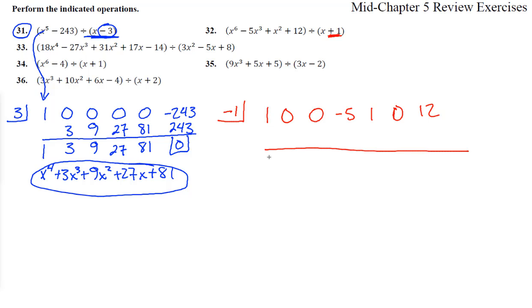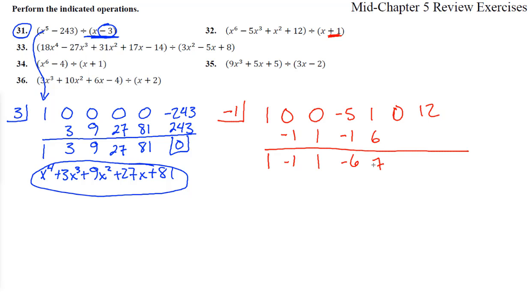All right, 1 comes straight down, and minus 1 times 1 is minus 1. 0 plus minus 1 is minus 1. Negative 1 times negative 1 is positive 1. 0 plus positive 1 is 1. Negative 1 times 1 is a negative 1. Negative 5 plus a negative 1 is negative 6. Negative 1 times negative 6 is a positive 6. 1 plus 6 is 7.